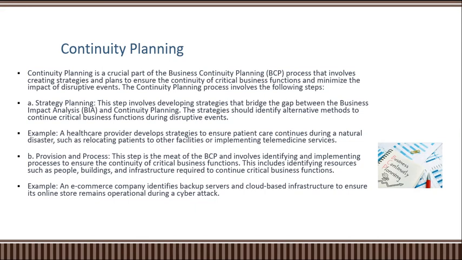Next, for provisioning and process. This step is the meat of the BCP and involves identifying, implementing processes to ensure the continuity of critical business functions. This includes identifying resources such as people, buildings, and infrastructure required to continue critical business functions. Example, an e-commerce company identifies backup servers and cloud-based infrastructure to ensure its online stores remain operational during a cyber attack.